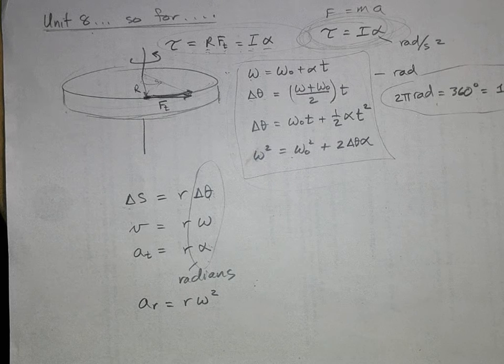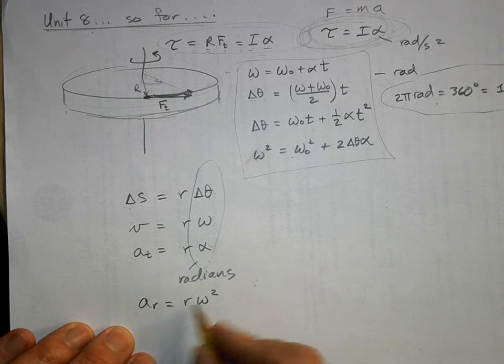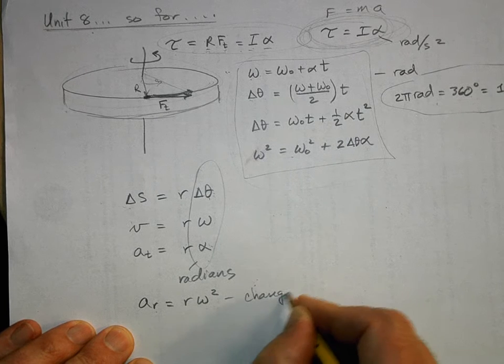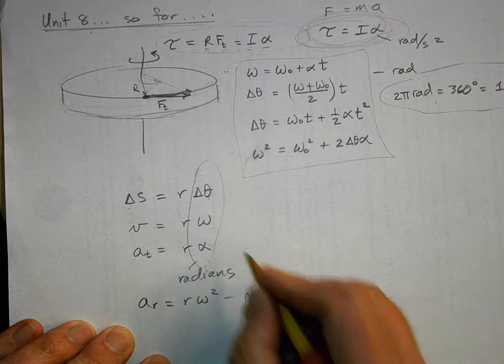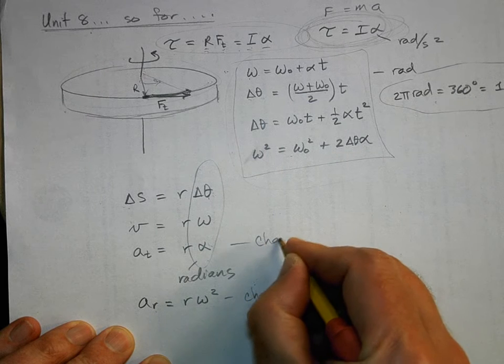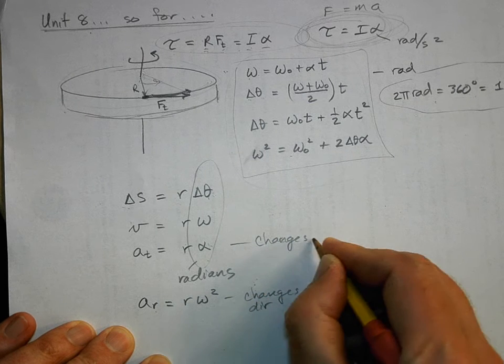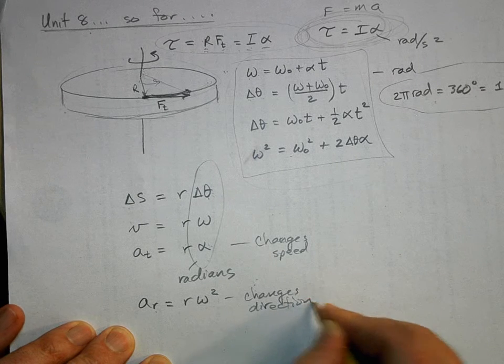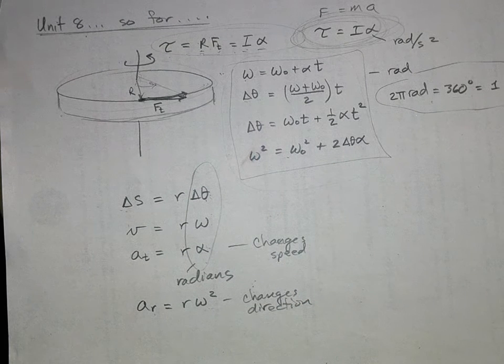Remember, this is the acceleration that changes direction, and this is the acceleration that changes speed. A tangential acceleration will change the speed that you're going around in a circle. You're slowing down or speeding up as you go in a turn. That's a tangential acceleration. But you still have that centripetal acceleration, the acceleration that's changing the direction of your velocity.